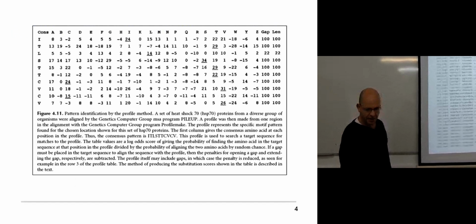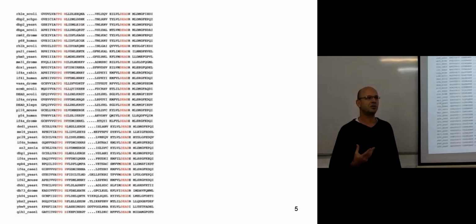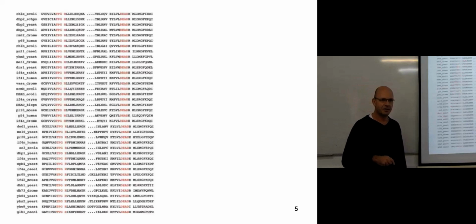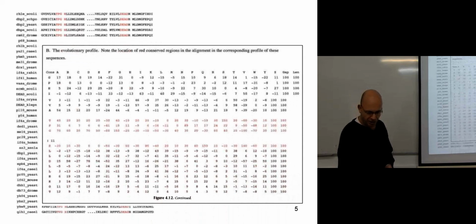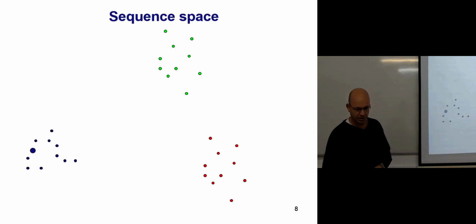PSSM is the data structure that allows us to search with entire family information, as opposed to one sequence. And PSSM is derived from the multiple sequence alignment. In the PSSM, we have frequencies of each amino acid in each position, plus some additional information like gap frequencies and things like this. And the most popular program which makes use of the PSSM is PSI-BLAST, which we started to talk about.